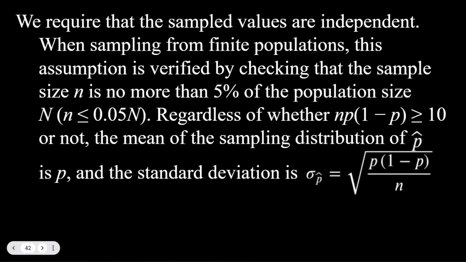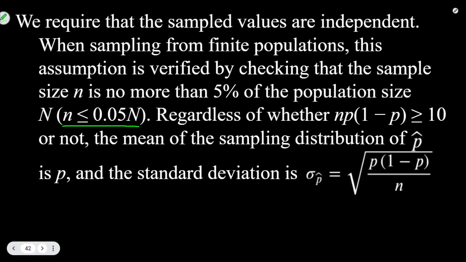We require that the sampled values are independent. Otherwise, we can't use this process. Because remember, if they are dependent, that means the outcome of one will affect the outcome of another, and so we do not want that to happen. So we want to choose from a large quantity of values. When we're sampling from finite populations, this assumption is verified by checking that the sample size n is no more than 5% of the population size, uppercase N. So in symbols, lowercase n is less than or equal to 0.05 times uppercase N.